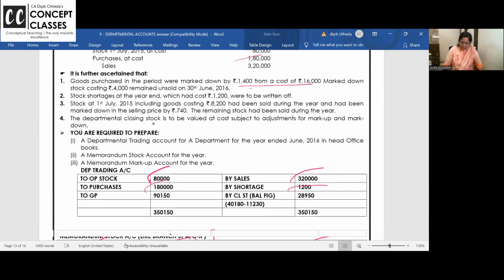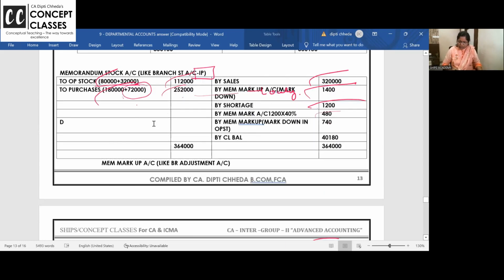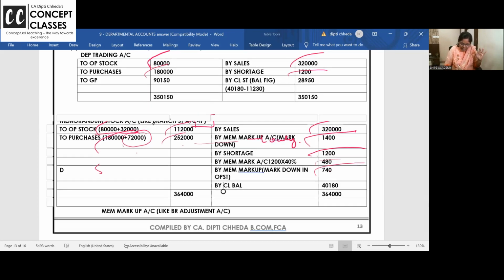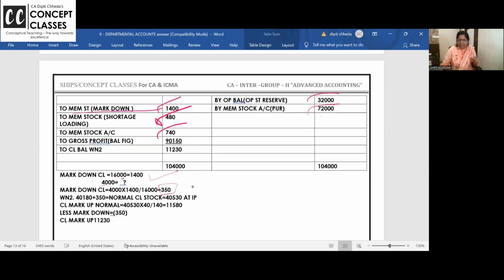Next, on 1st July, goods including 8,200 had been sold during the year and had been marked down. Oh, in opening stock also 740 markdown was there. So in opening stock, markup, you have added, markdown, I am crediting. Some books, what they do, in opening stock, 80,000, 32,000 is markup, 740 is markdown, and that they write here. Is it okay for you? Opening stock may add the markup, but in opening stock, if markdown is there, you can credit 740. अलग से भी.